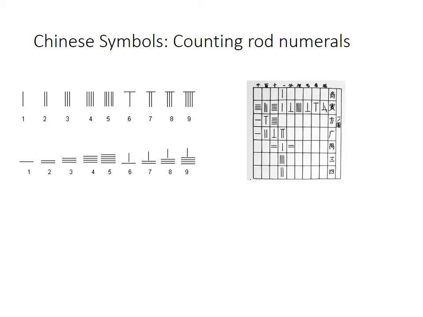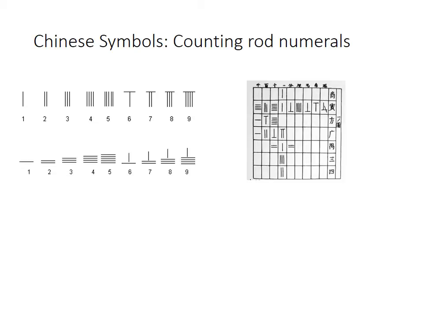Each counting rod represented a digit based on the number of rods shown, and when a perpendicular rod is used, it represents 5. For example, if you look at the number 4, you will see 4 rods are shown. And if you look at 8, you will see that it has one perpendicular rod plus 3 straight rods.